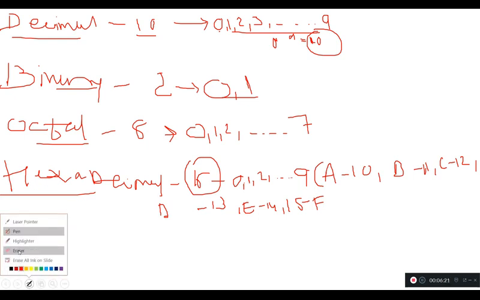Now we are going to see the conversion. Why is it not working?